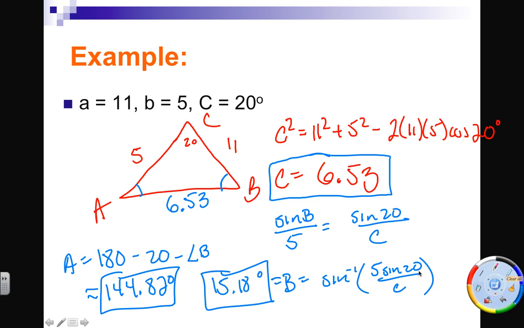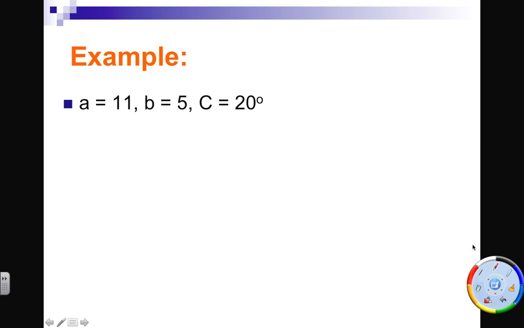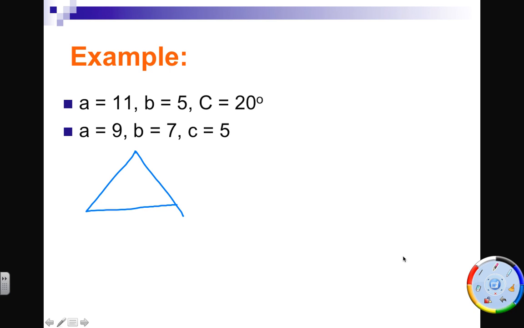All right, another example here. I think I have a side, side, side version. Oh, looky there, side, side, side. All right, I get A, B, C: 9, 7, 5. And since I'm looking for an angle, I'm going to find an angle. It shouldn't matter what angle you look for first, but I always like to start with the smaller angle. Let's think about that for a second.